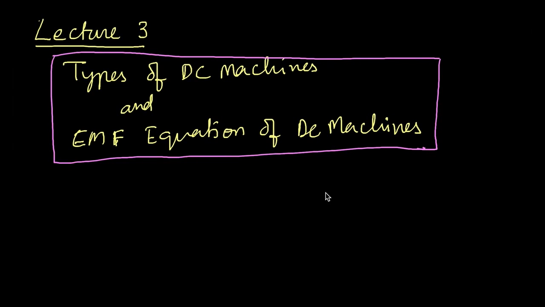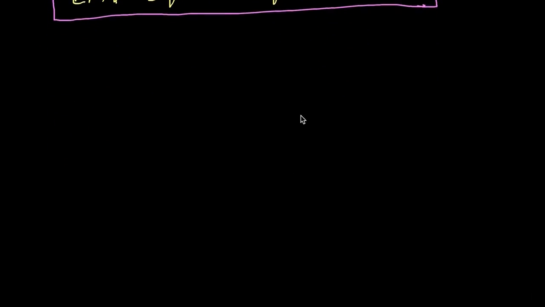Everyone, welcome to lecture 3 on DC machines, and in this lecture I am going to talk about different types of DC machines and also another topic called EMF equation of DC machines. So let's get started. So the DC machines broadly in the form of connections can be classified as self-excited and separately excited DC machines.